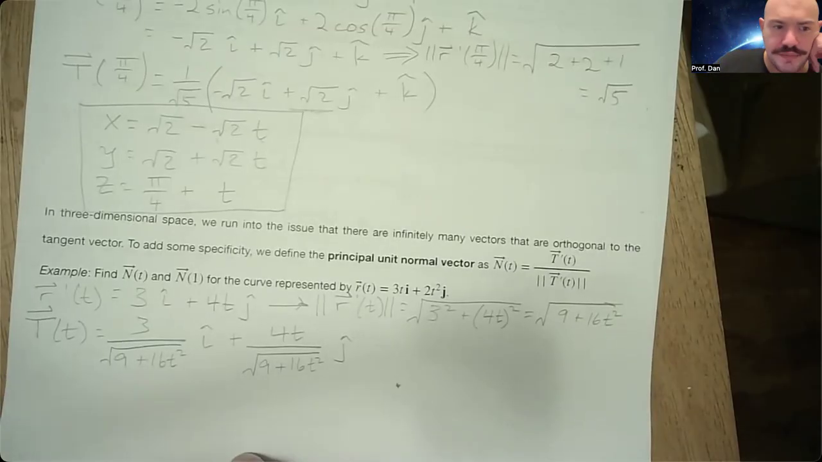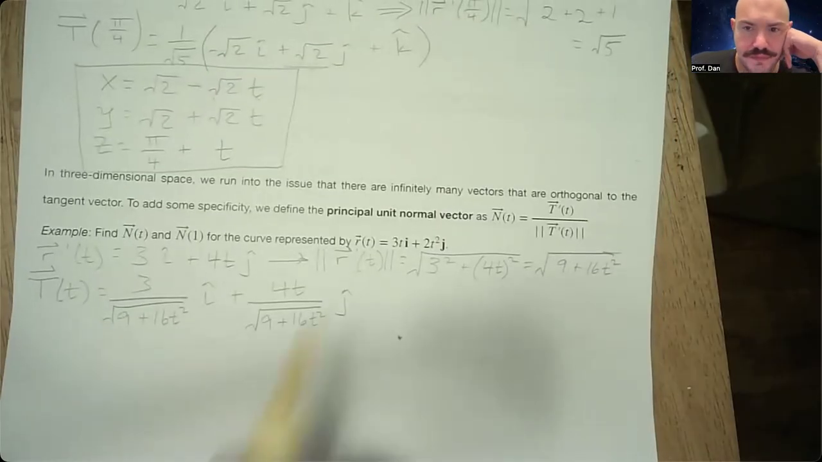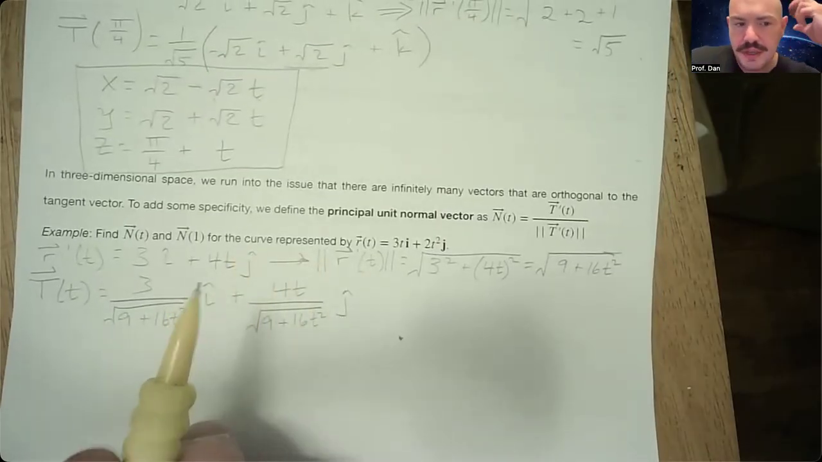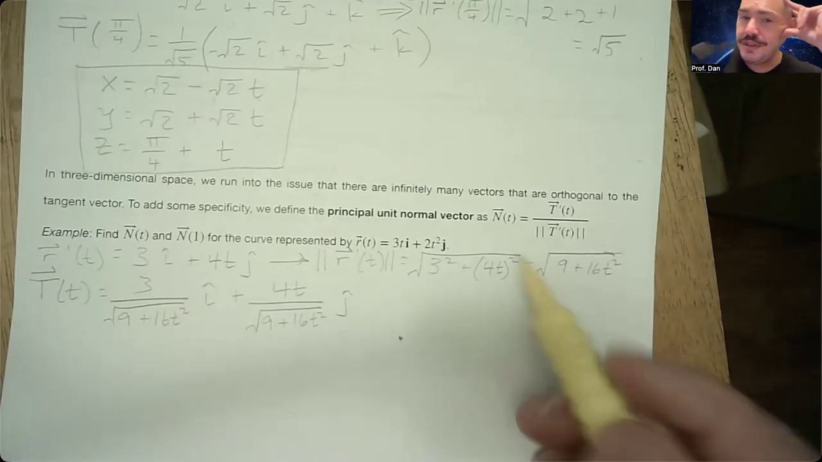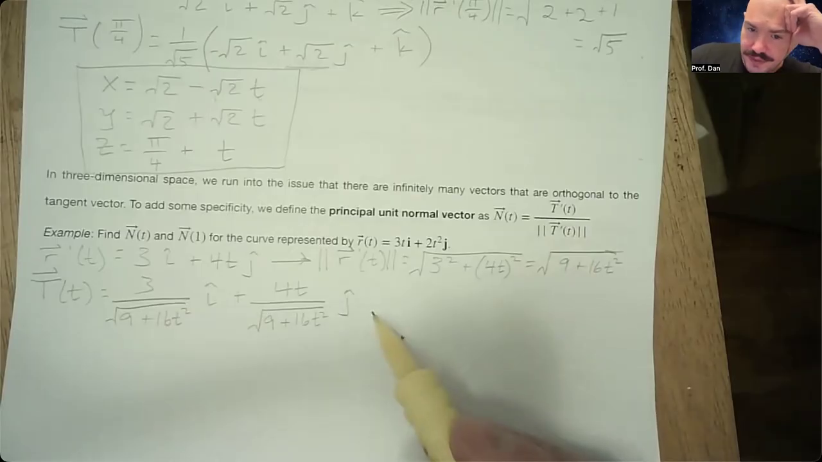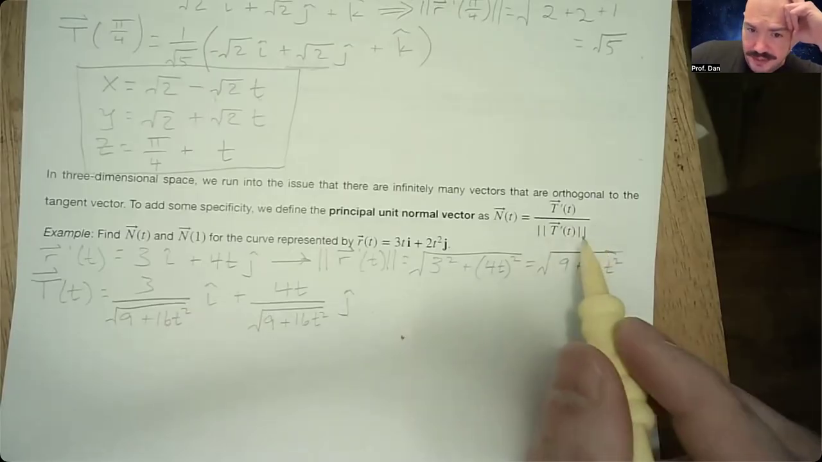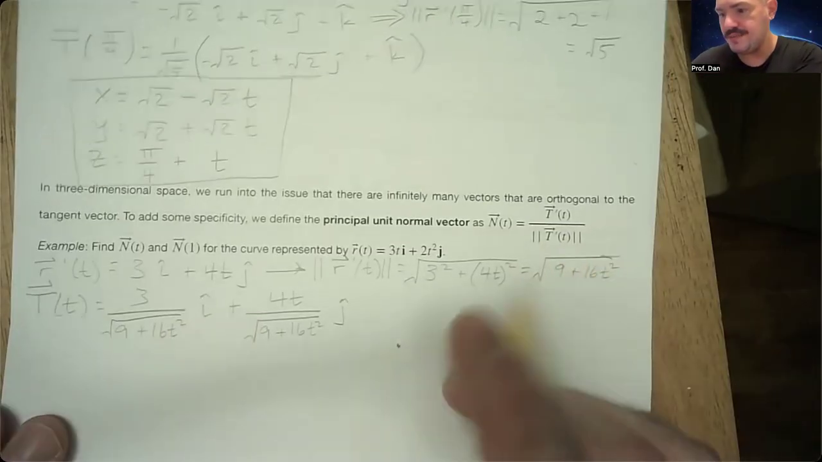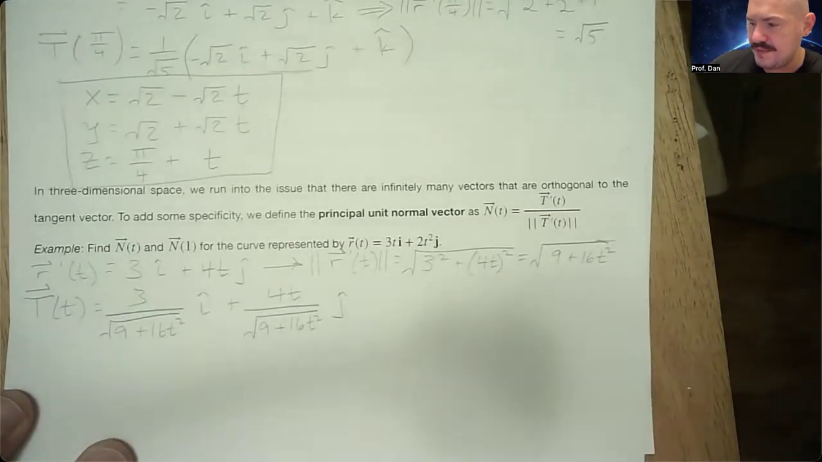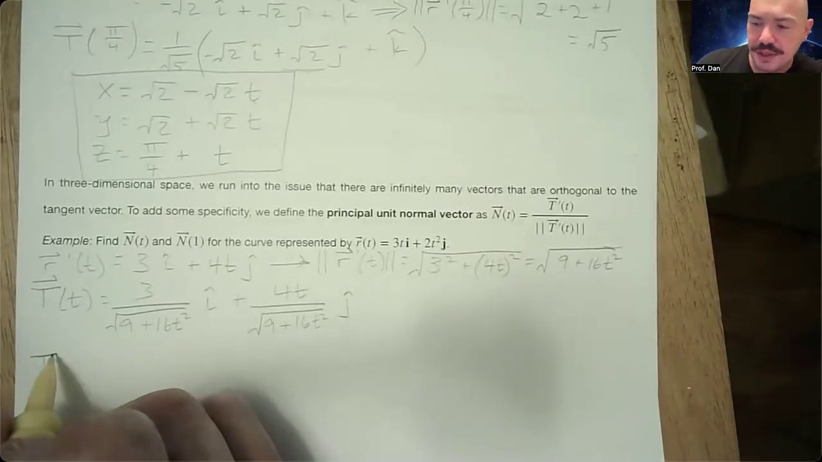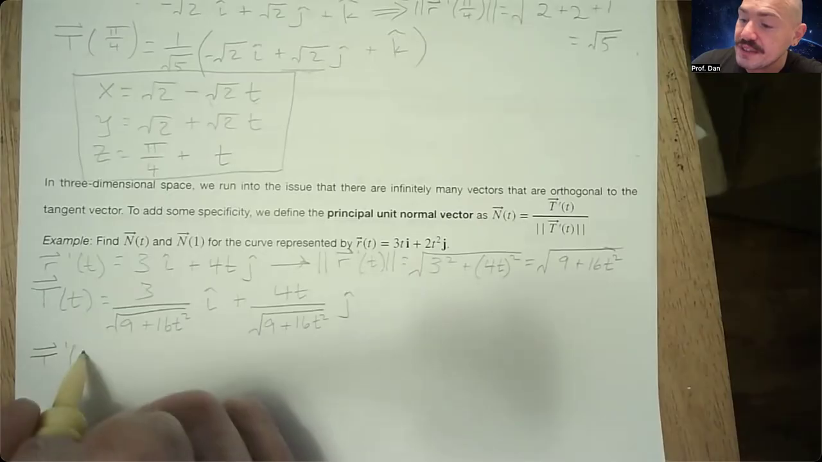So that gives me the unit tangent vector, right? To find my principal unit normal vector, I need to take the derivative of this guy and divide by its magnitude, which looks kind of gross, but it's a good way for us to review some of the derivative rules from Cal 1 that may be long forgotten.